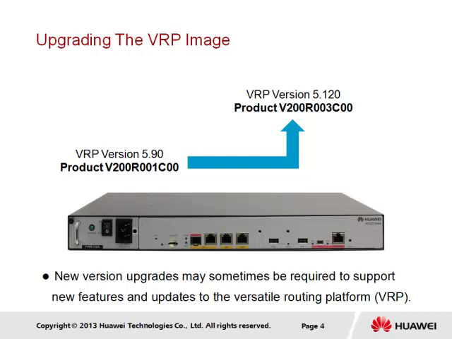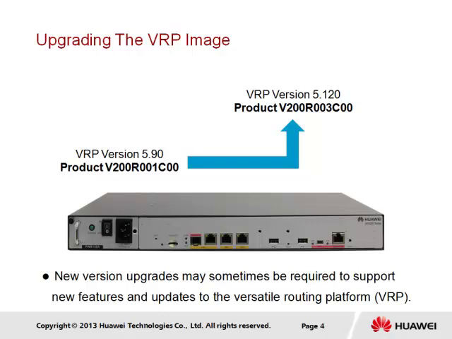As we have mentioned, the version of VRP used commonly by AR G3 series devices is that of VRP version 5. As new versions of the VRP image are released, we see this version increment and the product number providing some clearer information regarding the level of changes that have been made.